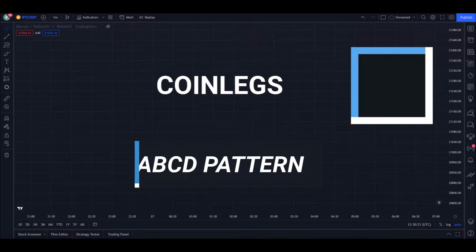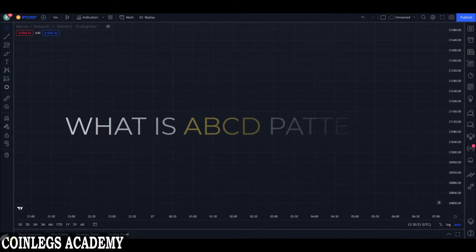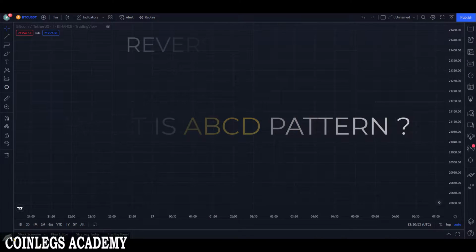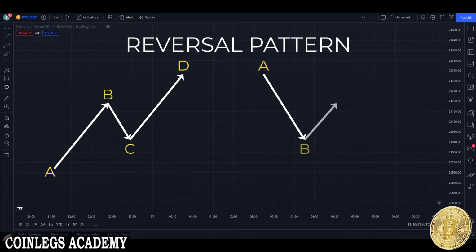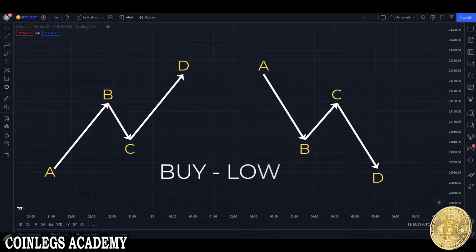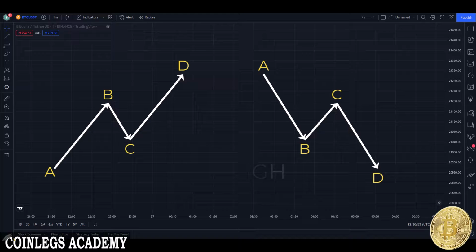Today we are going to learn the ABCD pattern. So what is the ABCD pattern? It's a reversal pattern that helps you identify when the price is about to change direction. The idea is that you can buy when prices are low and about to rise, or sell when they are high but about to fall.